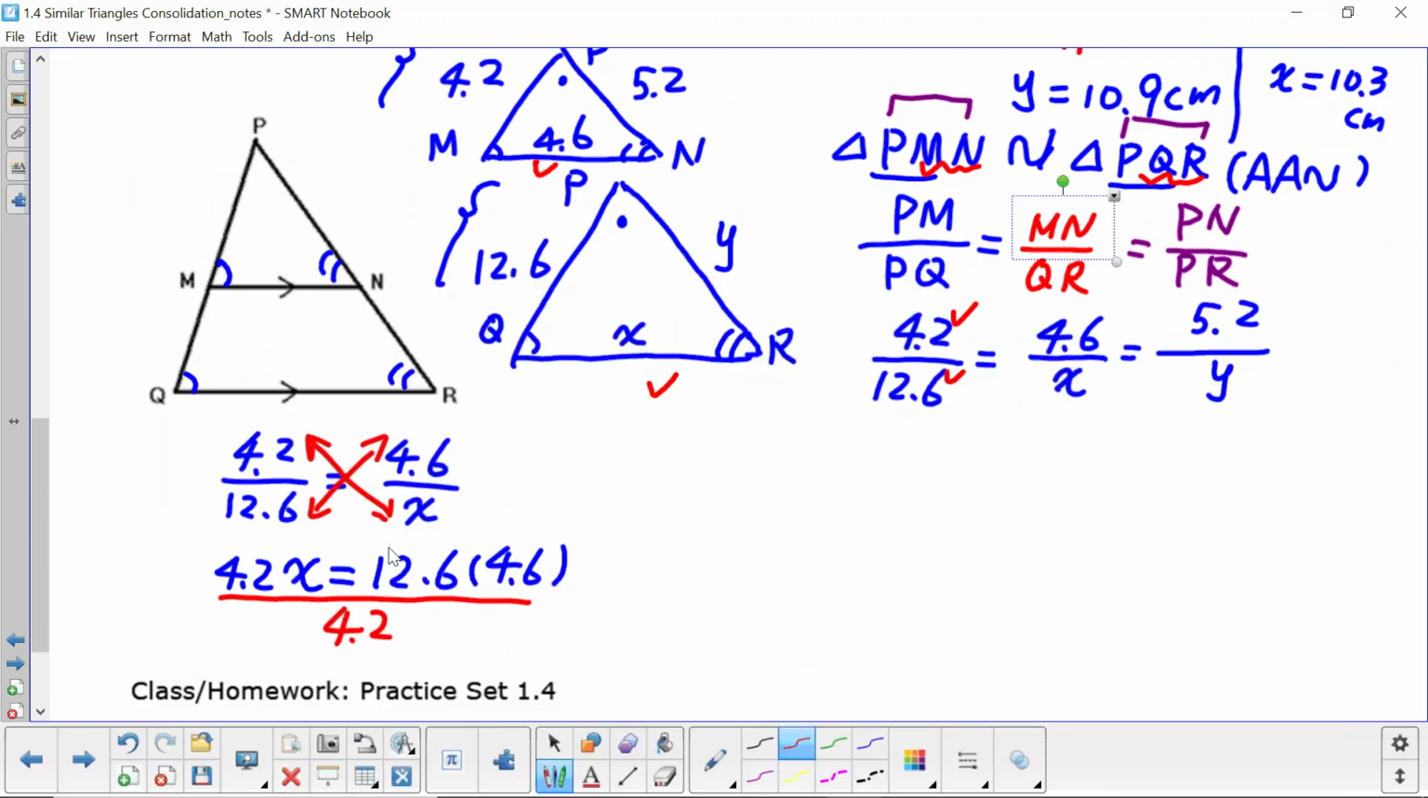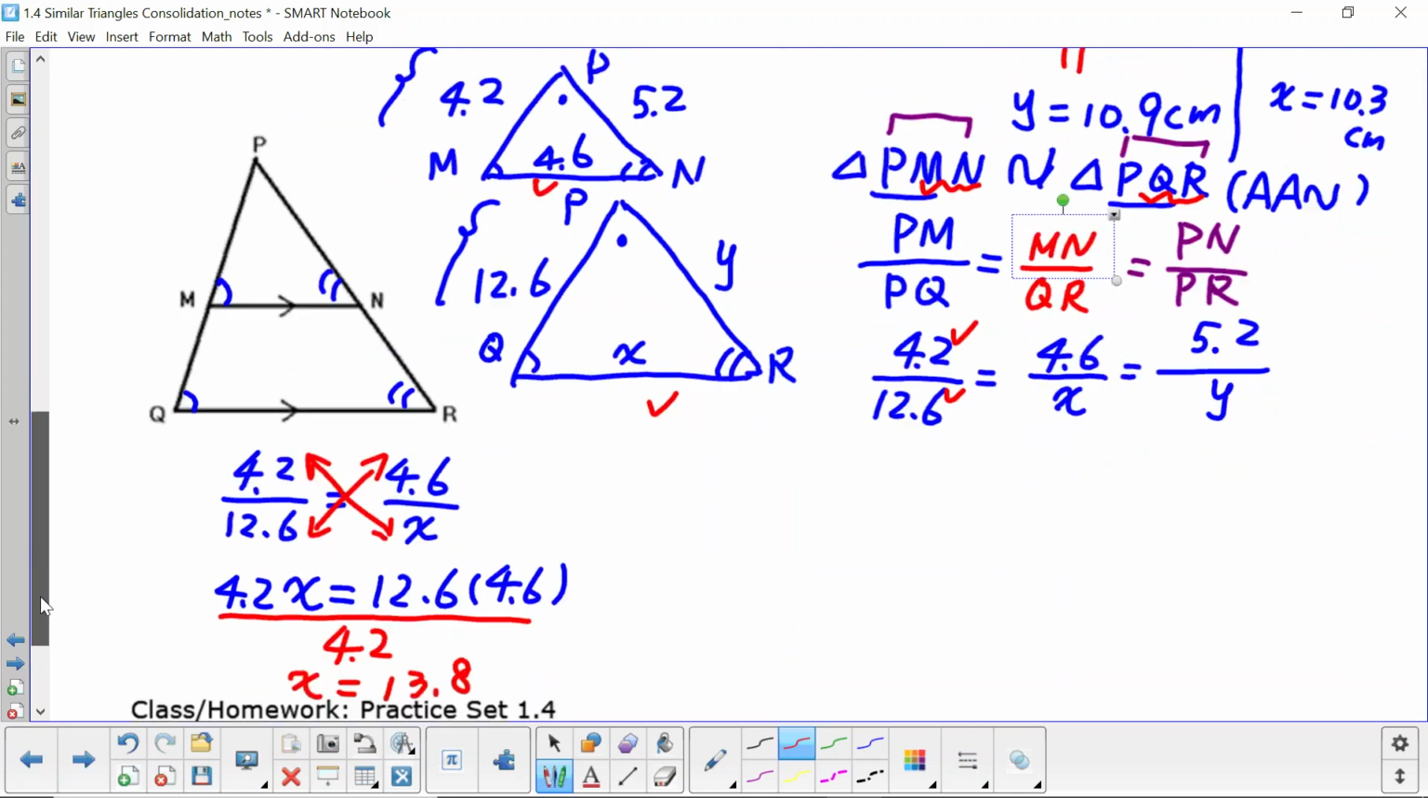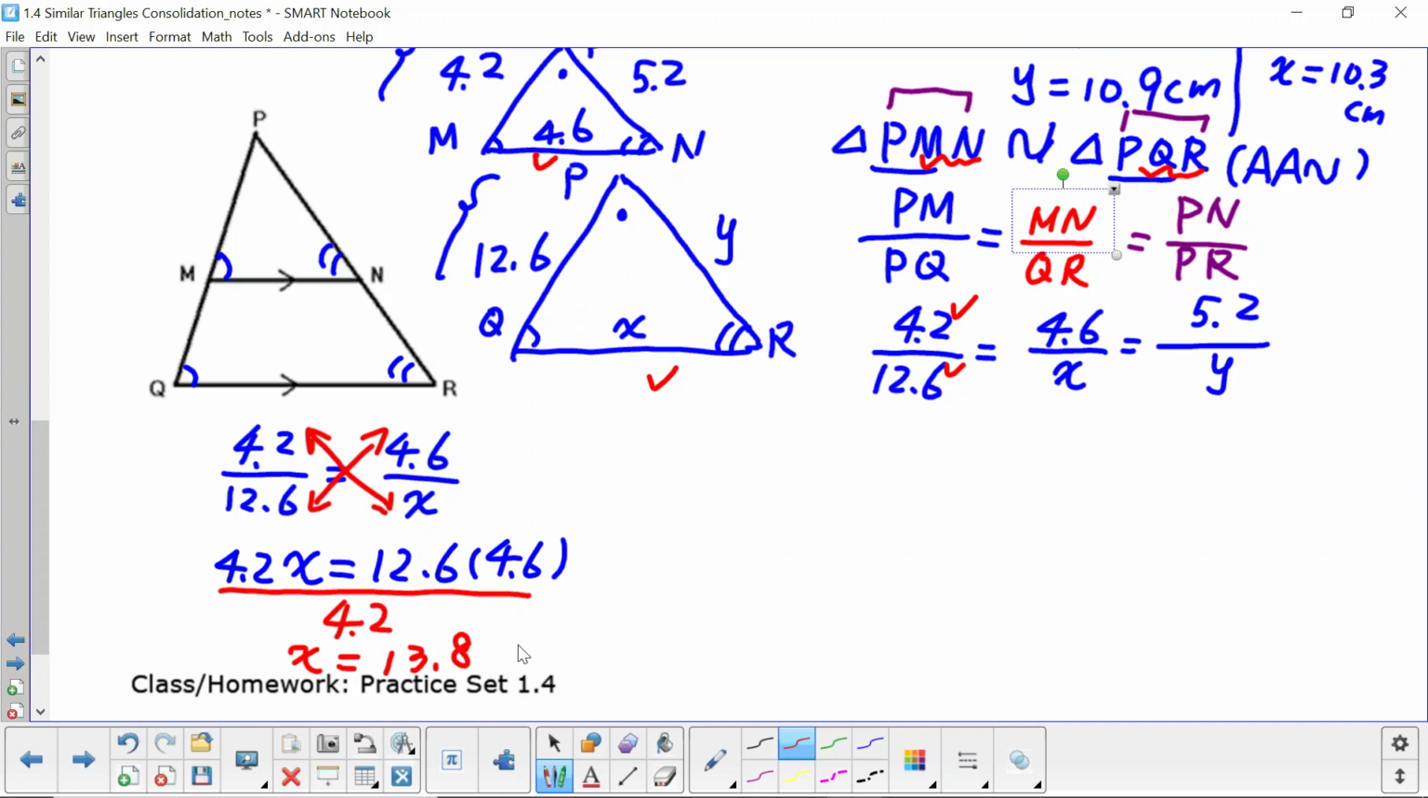So we have x equals 13.8. So that is done. If it didn't write units, then you just leave it blank, it's okay. Then we do the same thing to the y. And also here, I want to show you another way to do this, which is a scale factor.